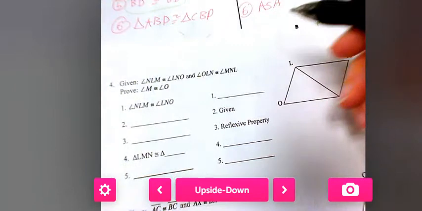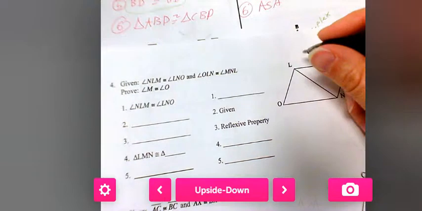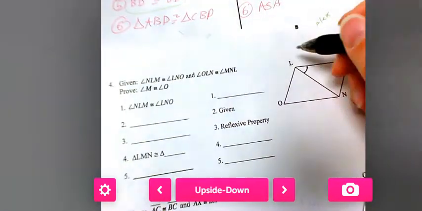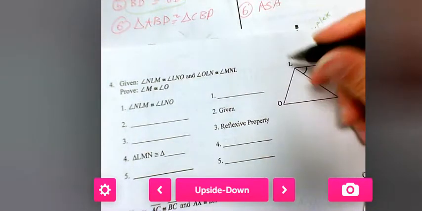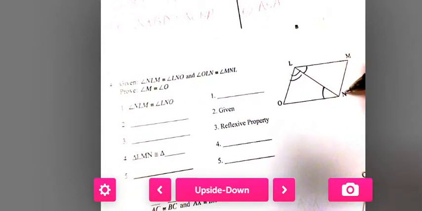Should we do one more together before I let you do some on your own? Okay. So again, I would mark up the paper first. Angle NLM is congruent to LNO. And OLN is congruent to MNL.